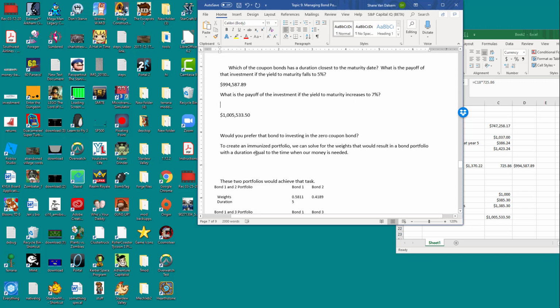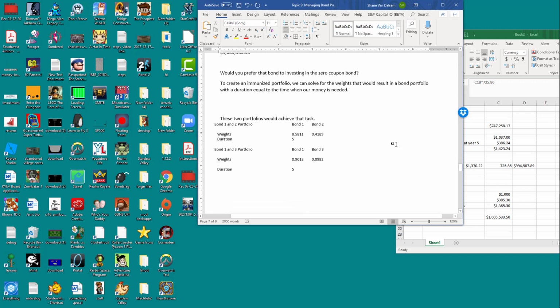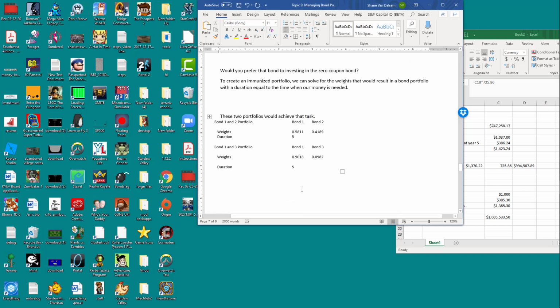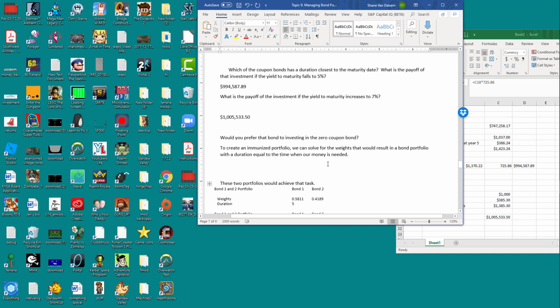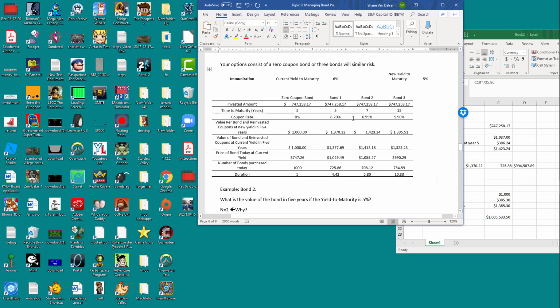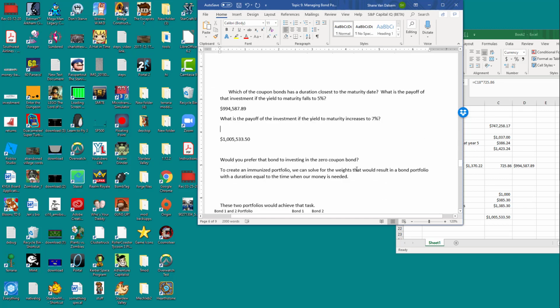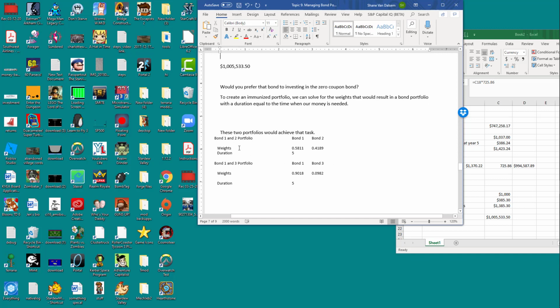So to create an immunized portfolio, we can solve for the weights that would result in a bond portfolio with a duration equal to the time to when our money is needed. I do this in the Excel video, and I show you how to calculate these weights. And so I did that here. I combined bonds 1 and 2 in the first portfolio here.